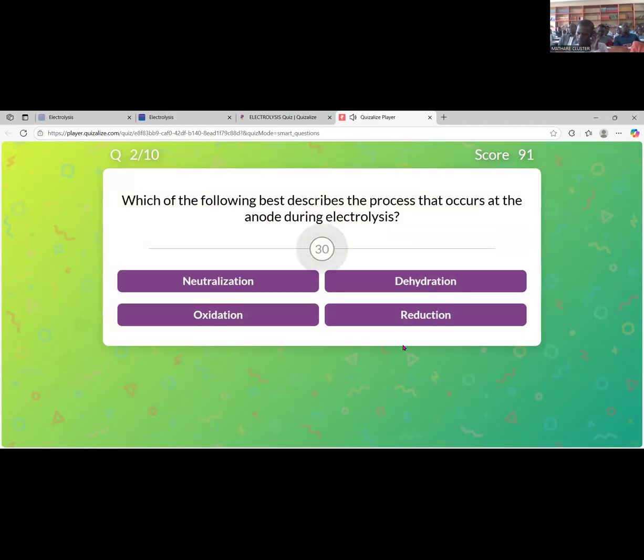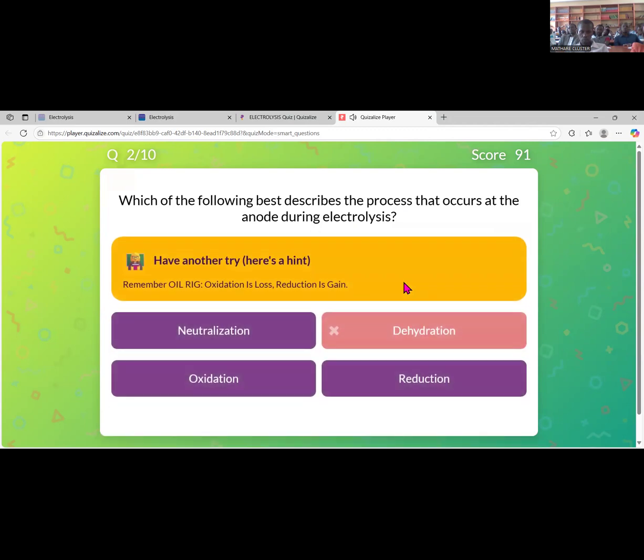So each one of these, if you have a projector, you could actually project it and show it. The whole class could see it. What happens at the anode? Ah, yes. Let's say we know it's not dehydration. Let's have a look. So I'm going to say dehydration. Uh-oh. I'm stupid. So it's not dehydration.